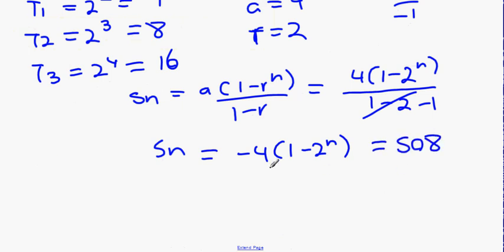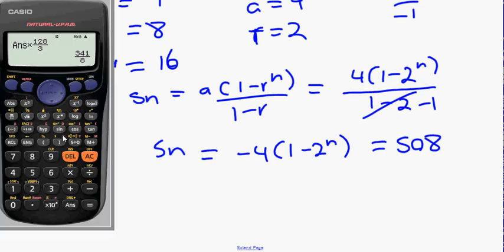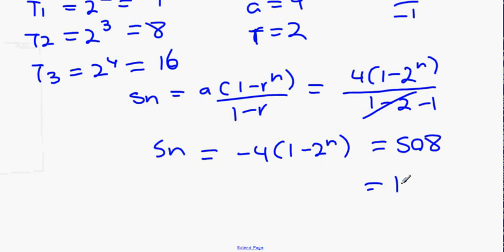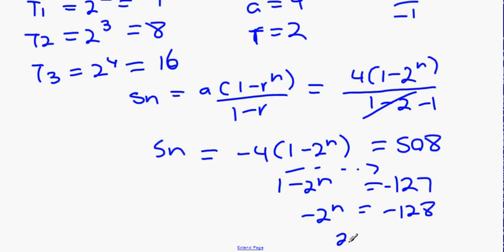So what I'm going to do is divide 508 by minus 4. What I get there is minus 127. Minus 127 equals 1 minus 2 to the n. Bring over the 1, that's a minus. So then minus 2 to the power of n equals minus 128. 2 to the power of n equals 128.